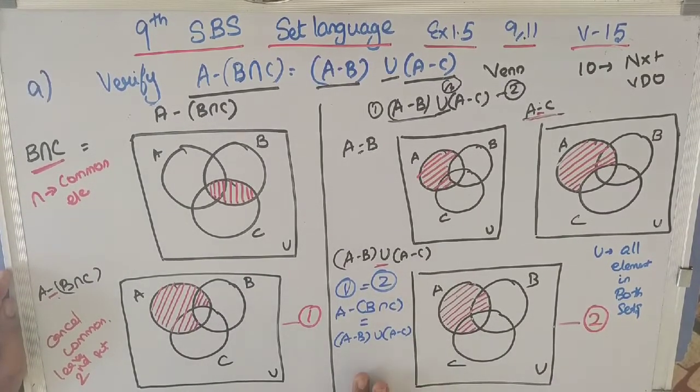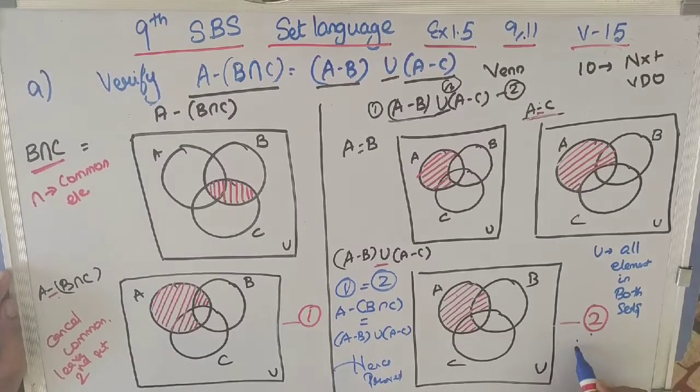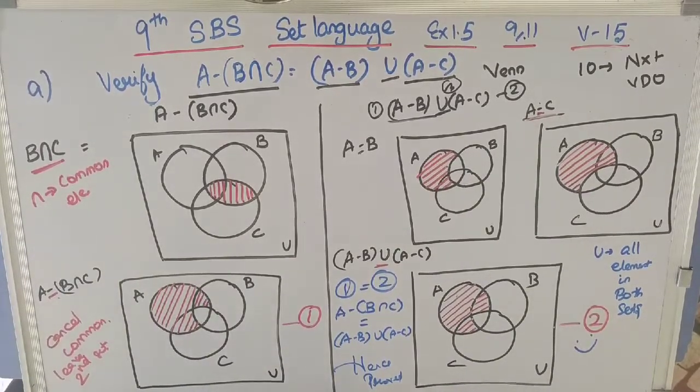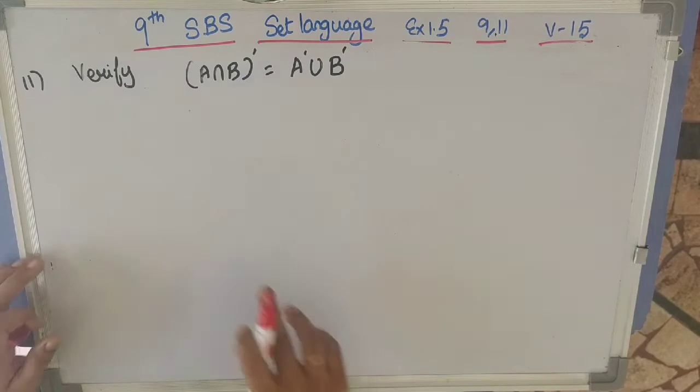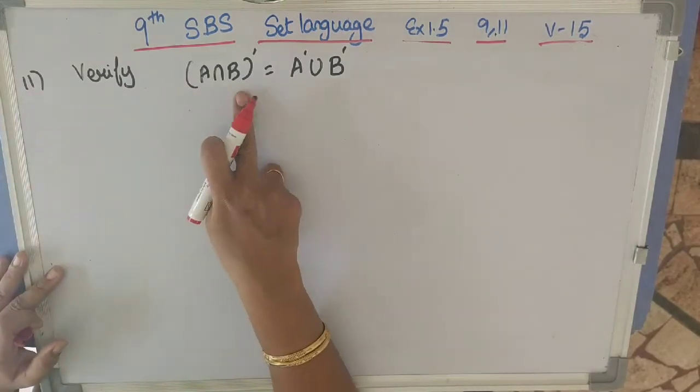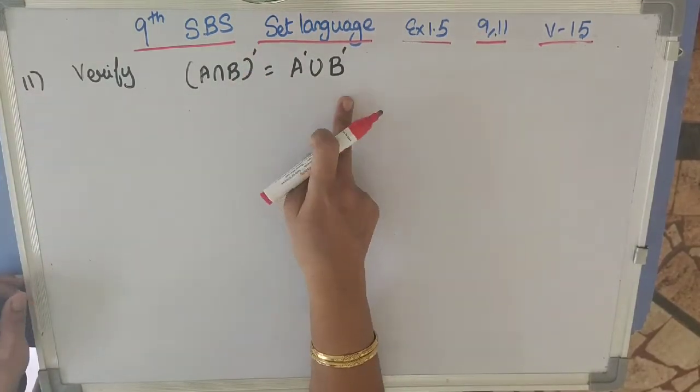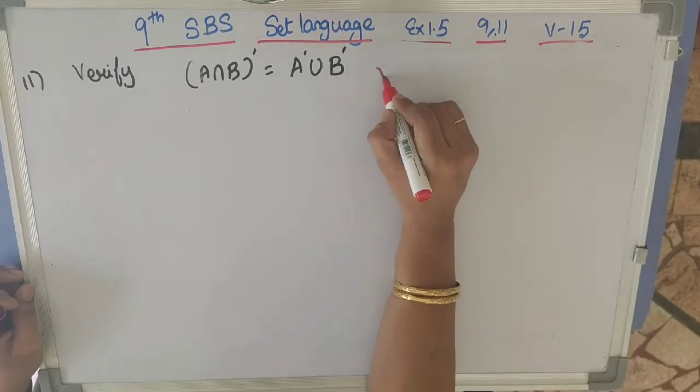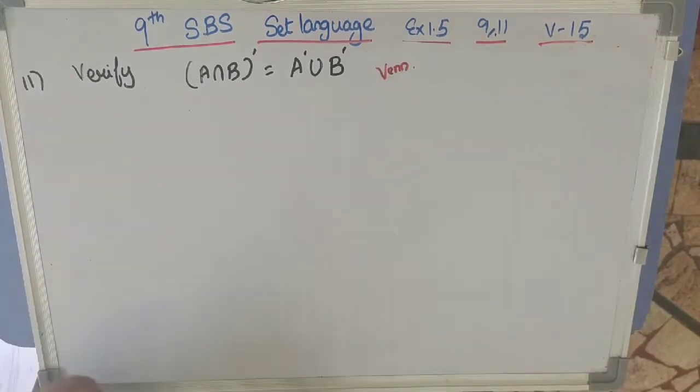So, the De Morgan law is proved here. Okay? Hence, proved. Can you all get me? Okay. Now, let's go to the 11th question. Here we have to verify A intersection B the whole dash is equal to A dash union B dash. We have to use Venn diagram to prove this.